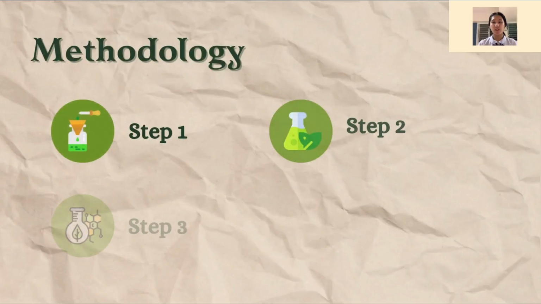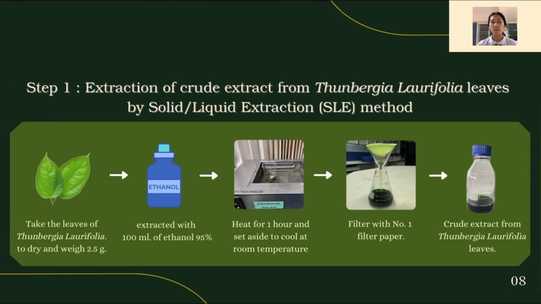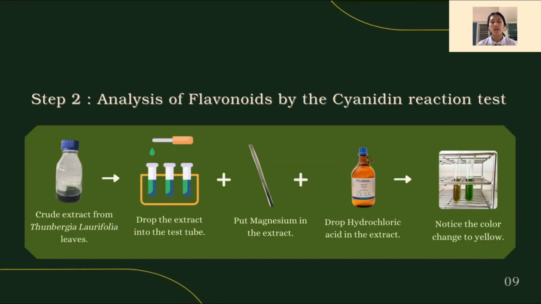Next, methodology. Step 1: Extraction of Crude Extract from Thunbergia Laurifolia leaf by the solid-liquid extraction method. The leaves are chopped and heated in a hot air oven, then 2.5 grams of leaf is dissolved in 100 ml of ethanol at 50 degrees Celsius. After that, the Crude Extract was filtered. Step 2: Analysis of flavonoid by the cyanidin reaction. 3 ml of Crude Extract and magnesium wire are put in a test tube, and 5 drops of hydrochloric acid are mixed in after that.